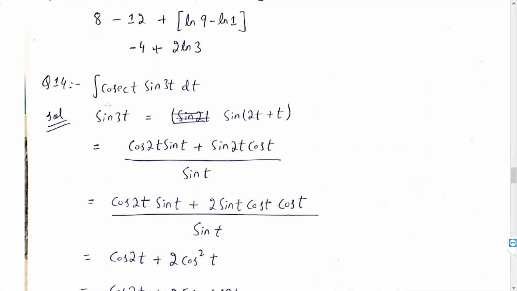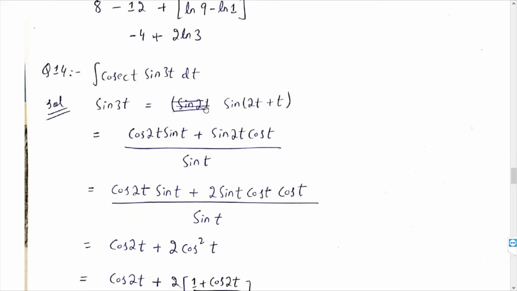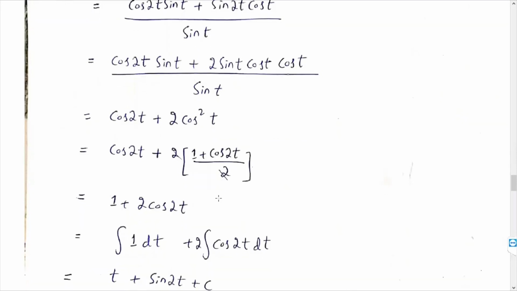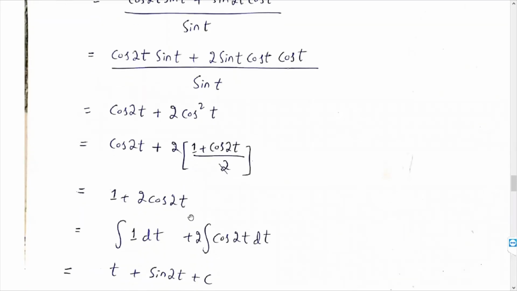Now question number 14, integral cosecant t sine 3t dt. Sine 3t can be written as sine 2t plus t, applying the sine alpha plus beta formula. This is cos 2t sine t plus sine 2t cos t, divided by sine t, because of this cosecant t. Sine 2t can be written as 2 sine t cos t. Simplifying it, I get cos 2t plus 2 cos square t. Cos square t can be written as 1 plus cos 2t by 2. Simplifying it, I get this expression.